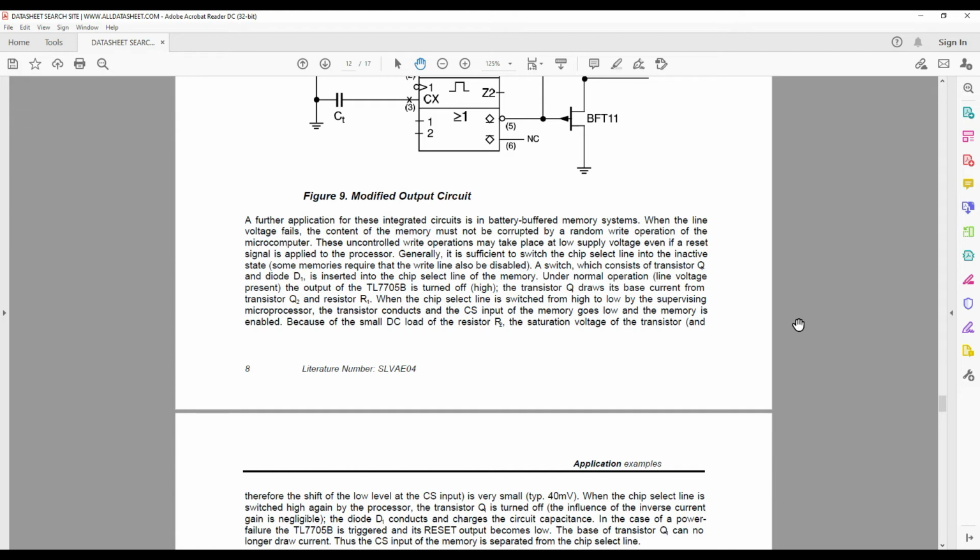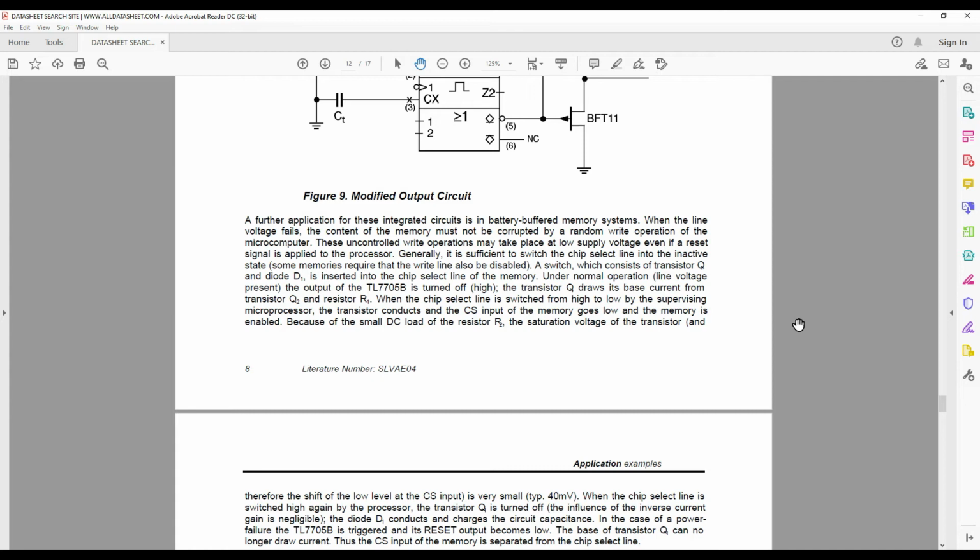A switch, which consists of transistor Q and diode D, is inserted into the chip select line of the memory. Under normal operation, voltage line present, the output of the TL7705B is turned off, high. The transistor Q draws its base current from the resistor R. When the chip select line is switched from high to low by the supervising microprocessor, the transistor conducts and the chip select input of the memory goes low and the memory is enabled.